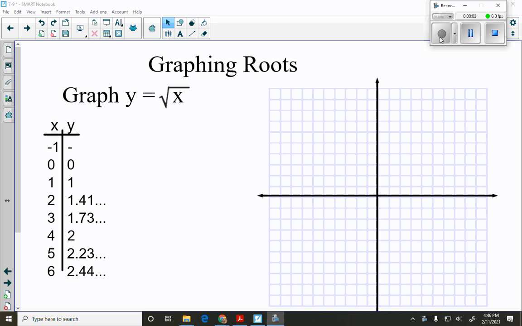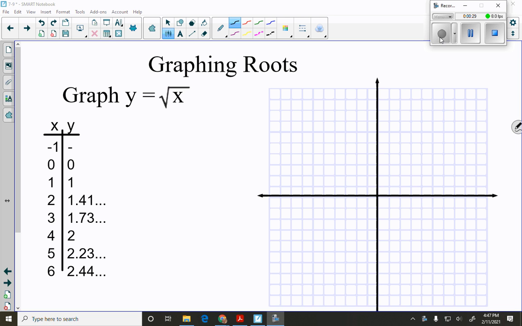Hello. Today we're going to talk about graphing roots, like square roots, cube roots. It all falls under the same umbrella. So here's the idea. The idea is make a table. That's it. Just make a table. And then pick points. And then plot them. Okay, but there's a couple things that can make your life easier.